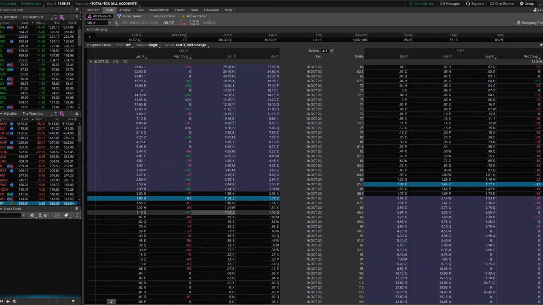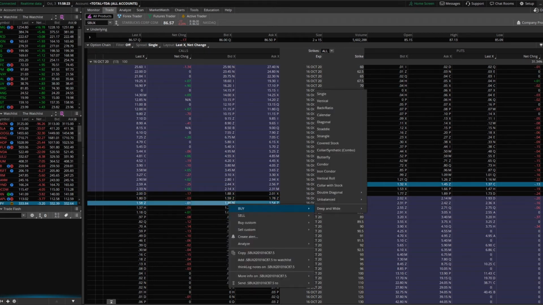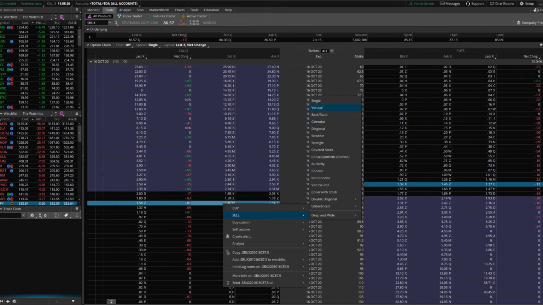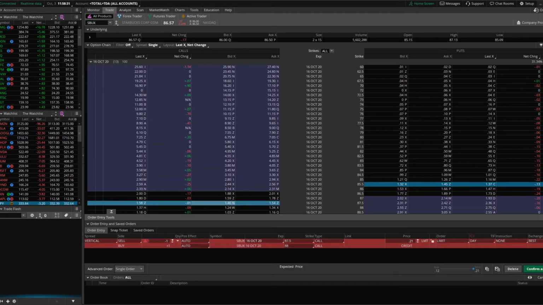Now, just one last review. Just remember, when you're doing a credit spread, you're always going to be selling the contract closer to the in-the-money. And here on Thinkorswim, credit spreads are called verticals, so you just got to remember that another term for a credit spread is a vertical, and that's how you set it up here on Thinkorswim.